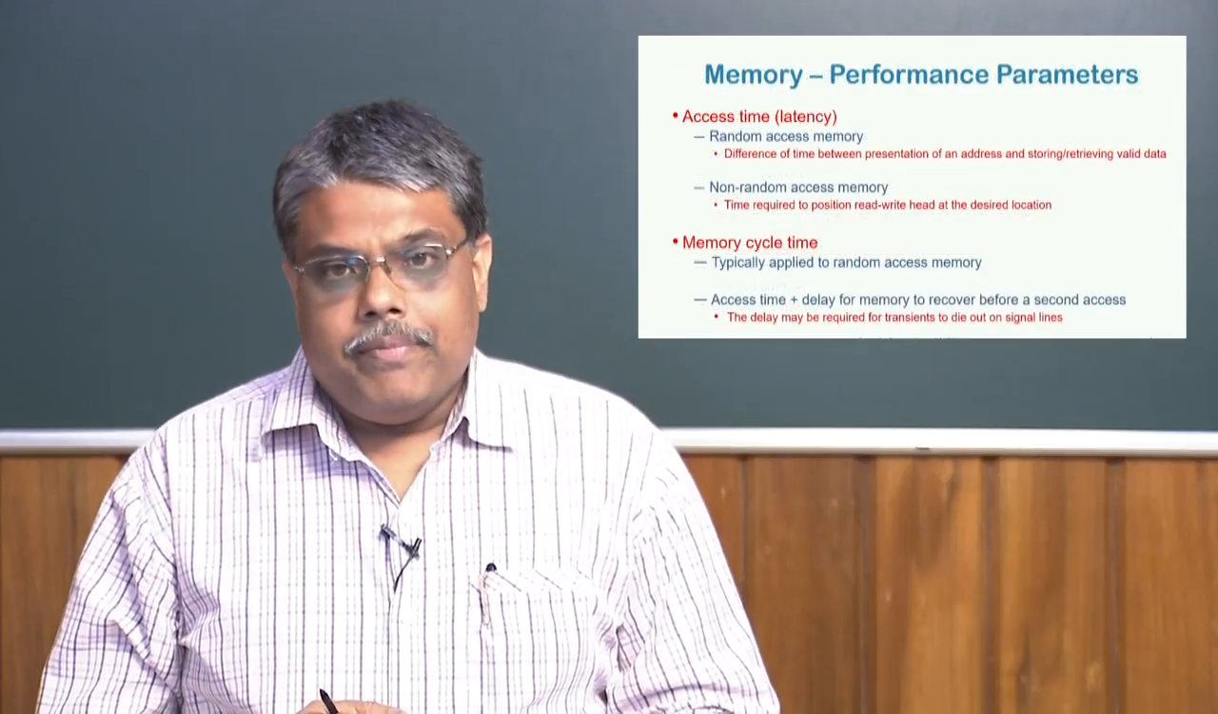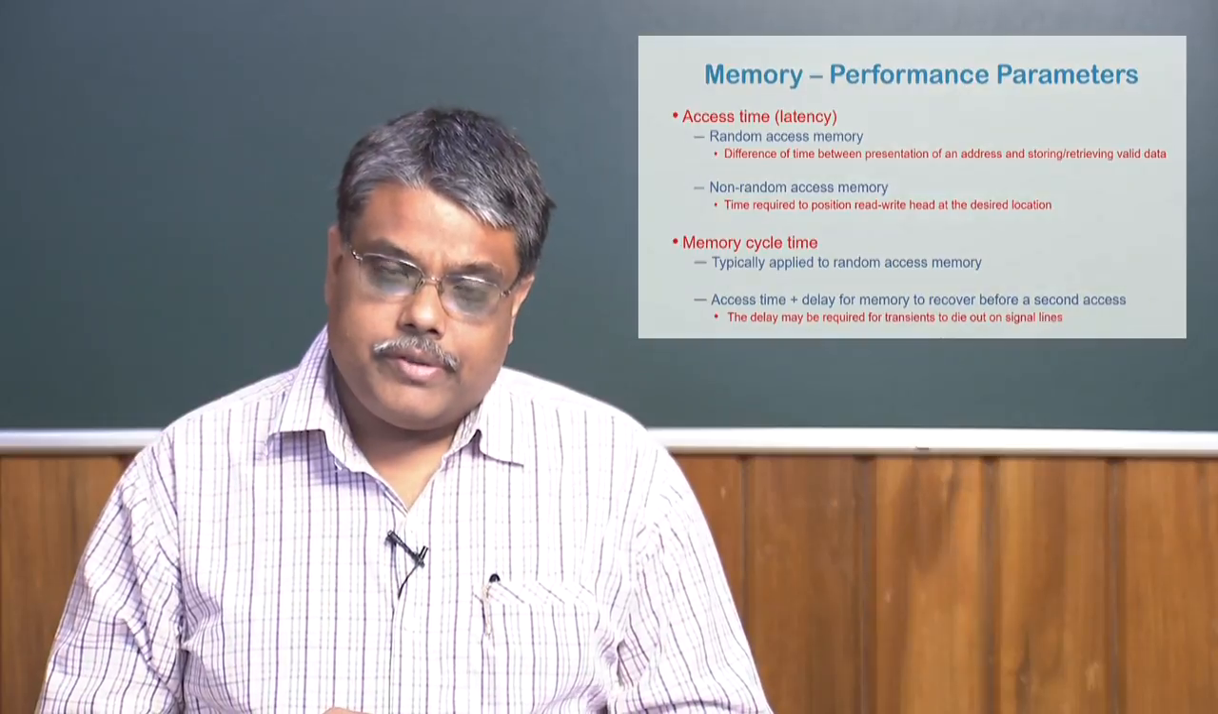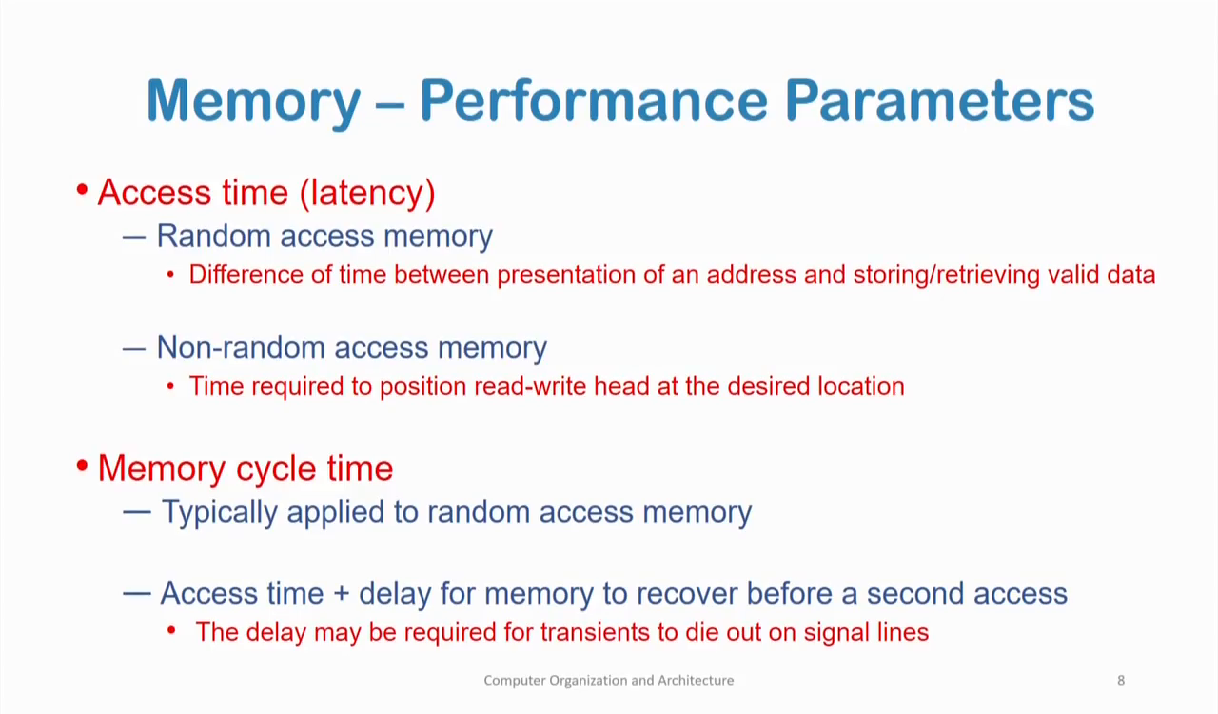The memory is characterized also based on different performance parameters. The first important performance parameter is access time or access latency. For random access memory, access time is defined as the difference of time between the presentation of an address on the memory address register, from which it goes to the address bus, and the storing of data on the memory data register from the data bus. For non-random access memory, this access time or access latency is the time required to position the read-write head at the desired bit location and to read the first bit, up to the time the first bit is read.